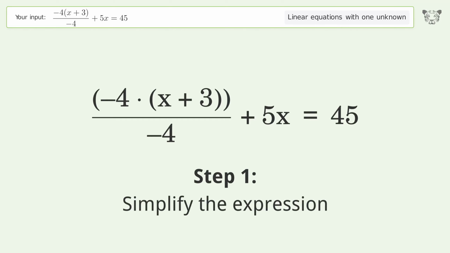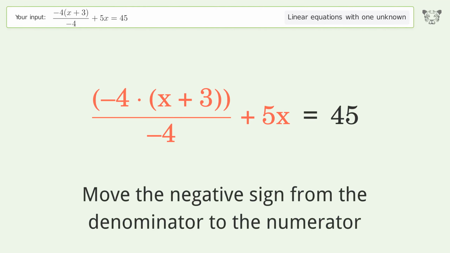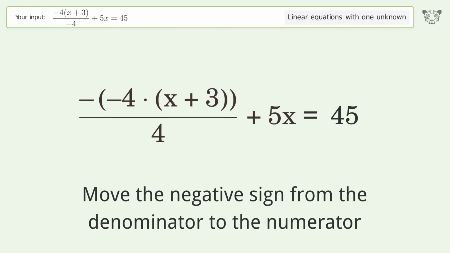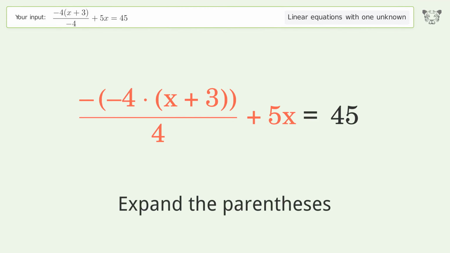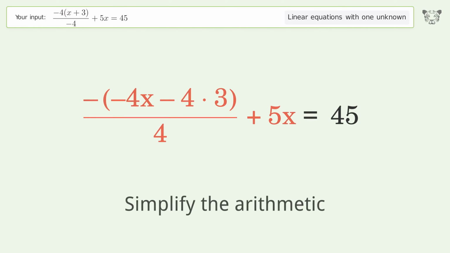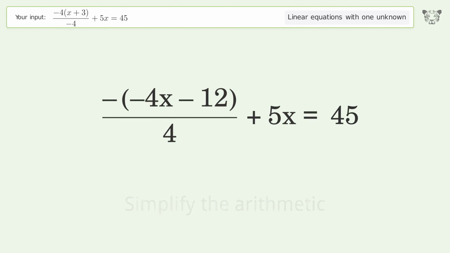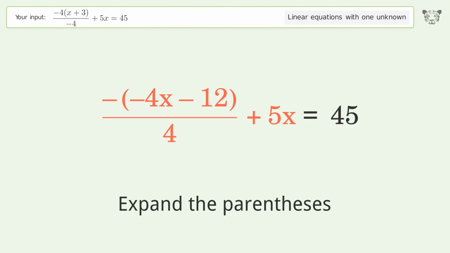Simplify the expression. Move the negative sign from the denominator to the numerator. Expand the parentheses. Simplify the arithmetic. Expand the parentheses.